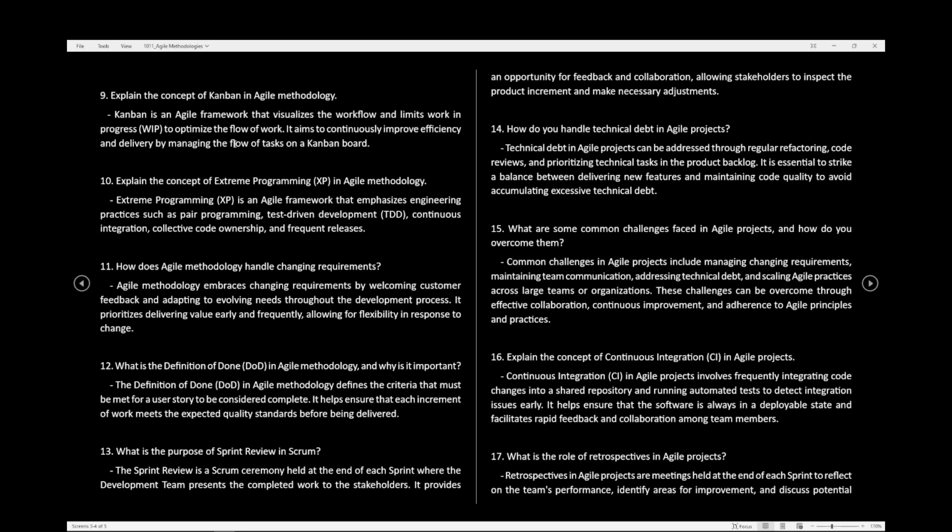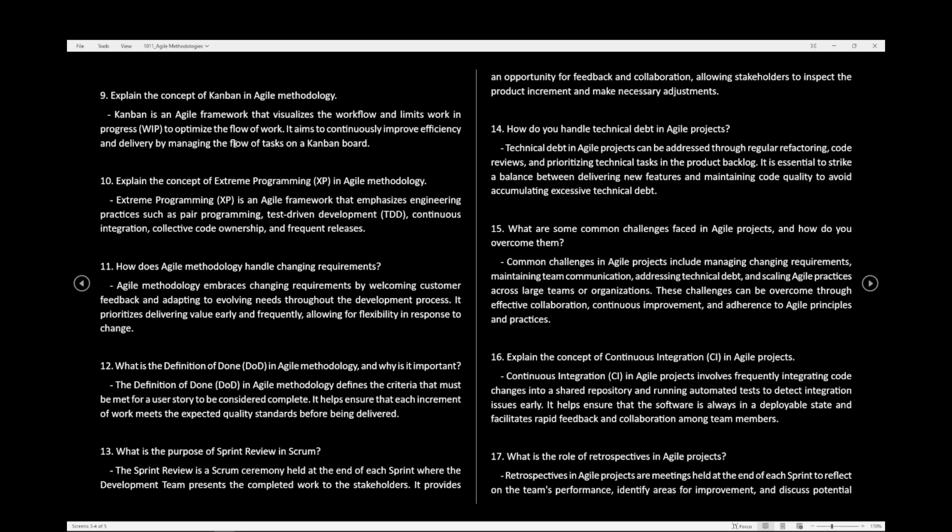What is the definition of done in Agile methodology, and why is it important? Definition of done in Agile methodology defines the criteria that must be met for a user story to be considered complete. It helps ensure that each increment of work meets the expected quality standards before being delivered.